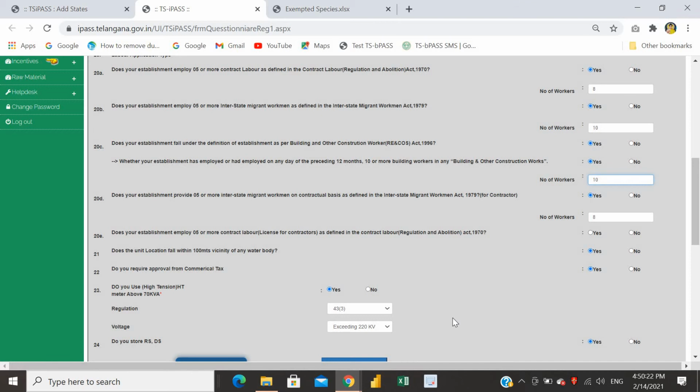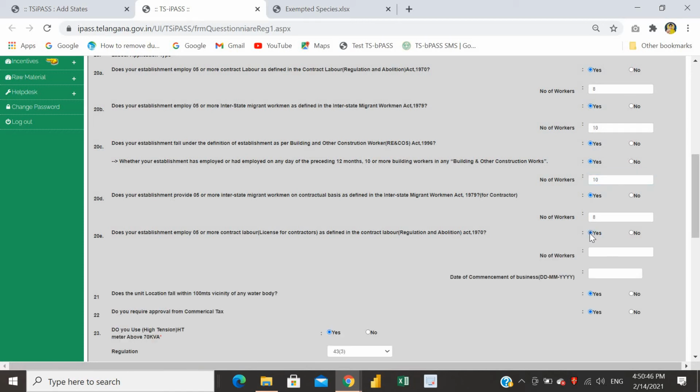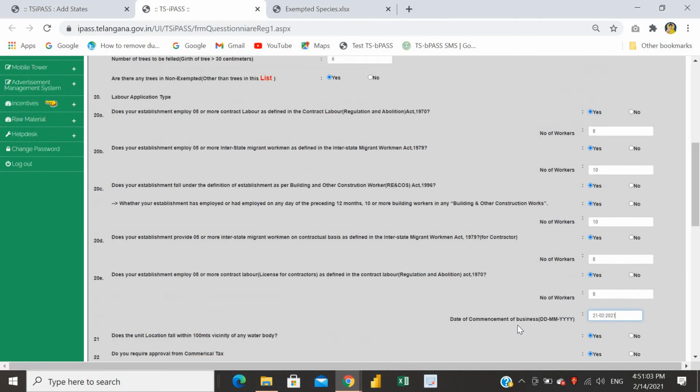And 20A and 20E are separate. 20A is for taking a registration under the Contract Labor Act, and 20E is for obtaining a contractor license under the same act. So I am just saying that I'm employing more than 5 people, and the number of workers is 8. Date of commencement of business, I'm just giving some random number here. Even I don't know why this date of commencement is required.